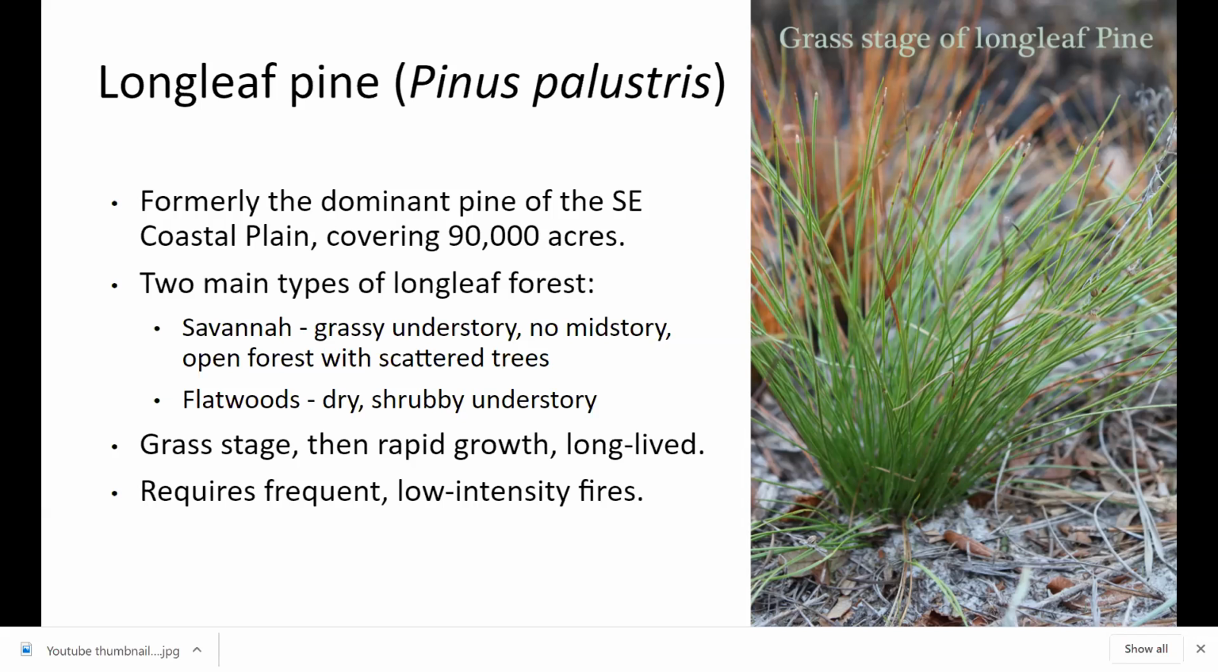But a key component of this forest type that is required is disturbance, and disturbance in the form of fire. So longleaf pine requires frequent low intensity fires. So keep that in mind.